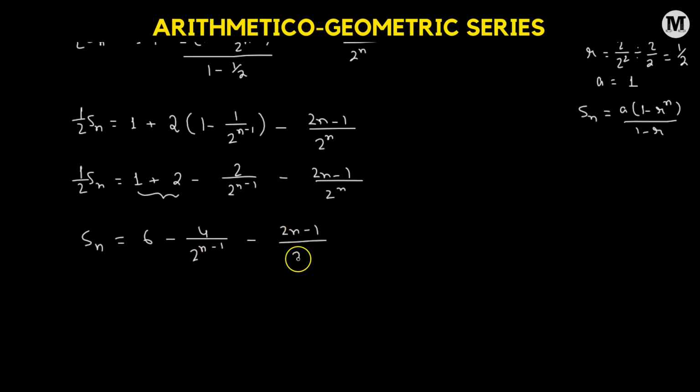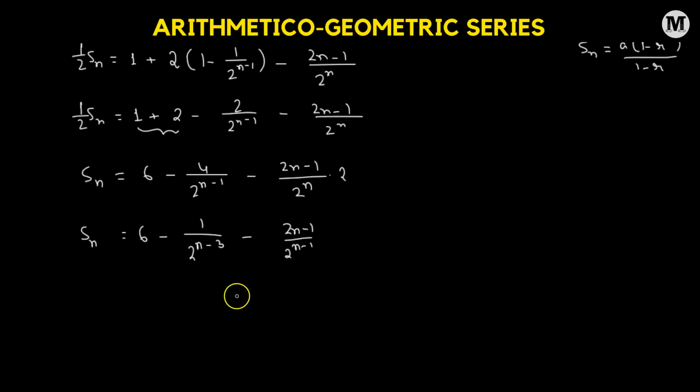divided by 2 raised to the power of n, and to it we are going to multiply 2. This is going to give us 6 minus, now what is 4? That's 2 squared. Now 2 squared, when we take it to the denominator, that's going to give us 1 over 2 raised to the power of n minus 3. Minus, we have 2n minus 1. When we take this 2 to the denominator, that becomes 2 raised to the power of n minus 1. So this is going to be the sum to n terms.